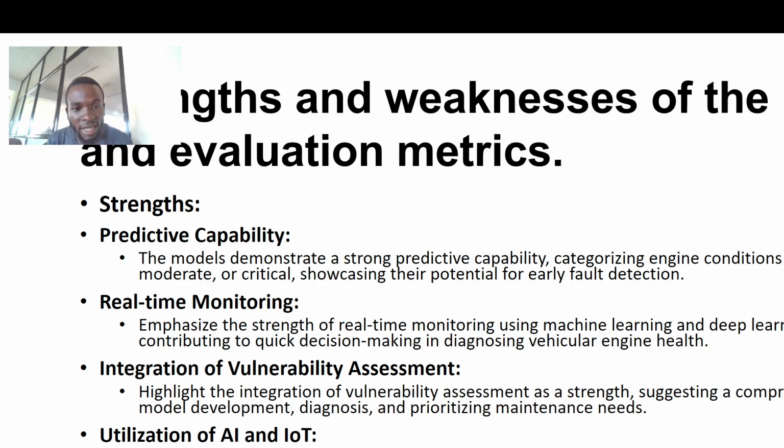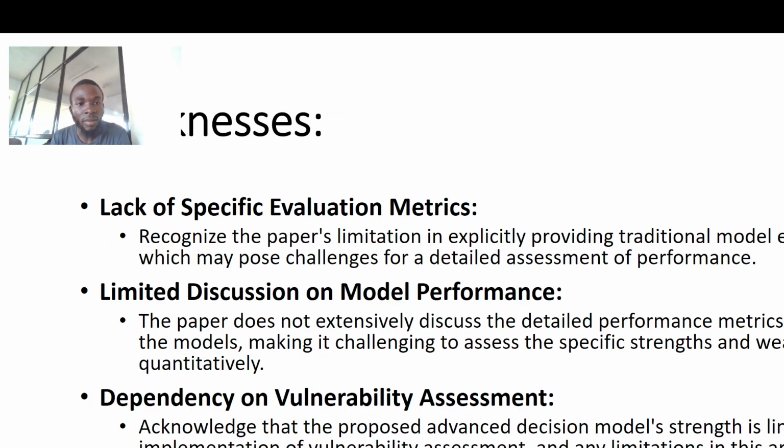Utilization of AI and Internet of Things. The model utilized AI by using machine learning and deep learning. The model was also applied in the Industry 4.0 era, hence, that is the current era. So the weaknesses were lack of specific evaluation metrics, limited discussion on model performance, dependence on vulnerability assessment. So it was depending more on vulnerability assessment than the other characteristics, and potential bias or assumptions.